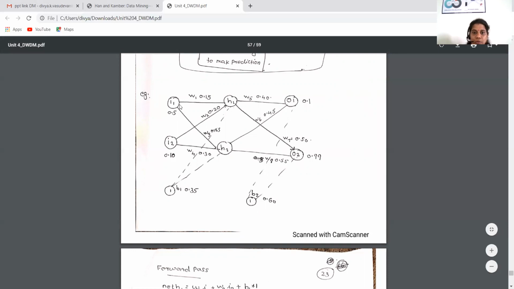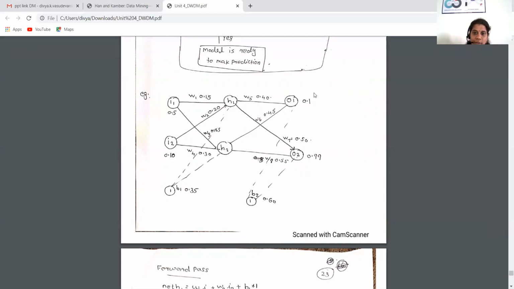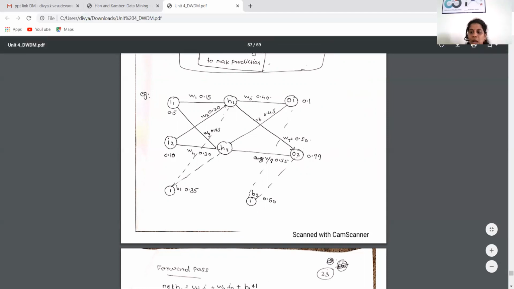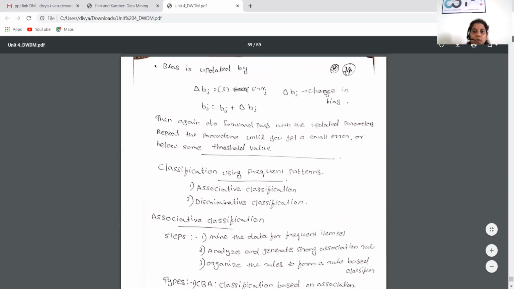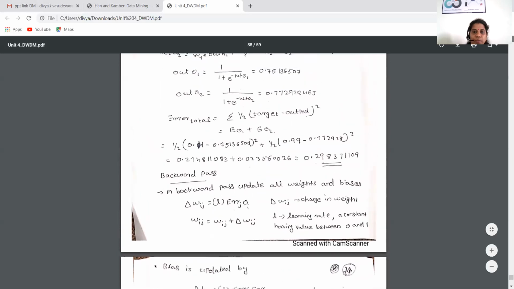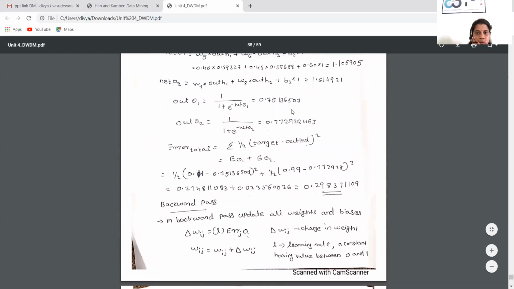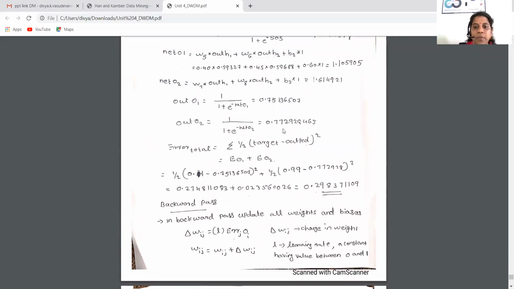In the forward pass, we calculated H1, H2, and from H1, H2, we calculated O1 and O2. So now we need to calculate the error. Error can be calculated from the actual O1 and O2, which are 0.1 and 0.99, and the calculated O1 and O2, which are 0.75136 and 0.77.